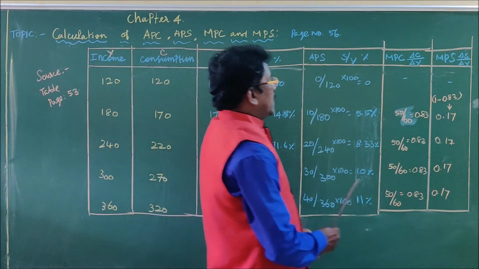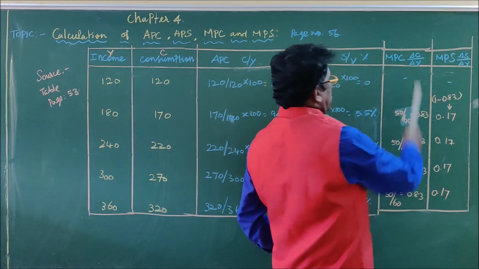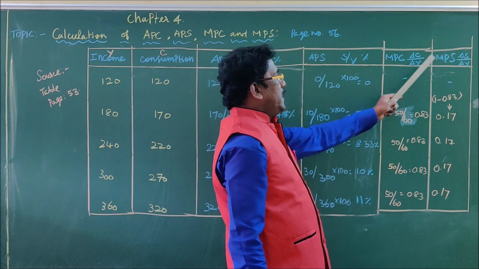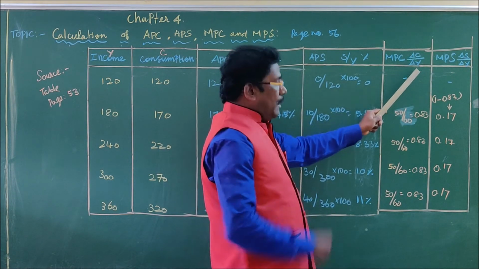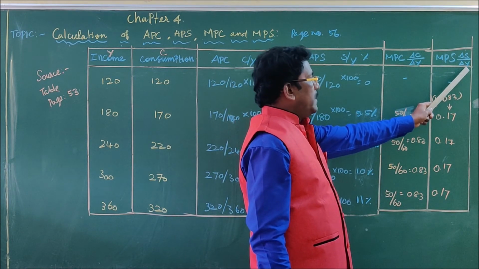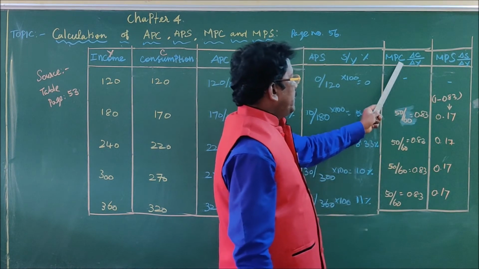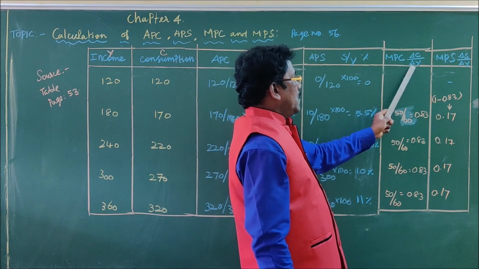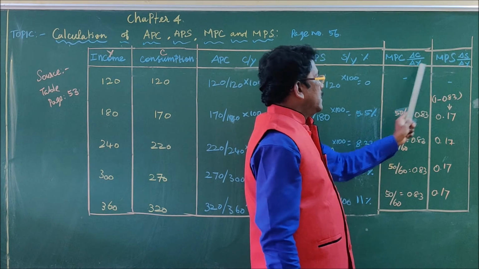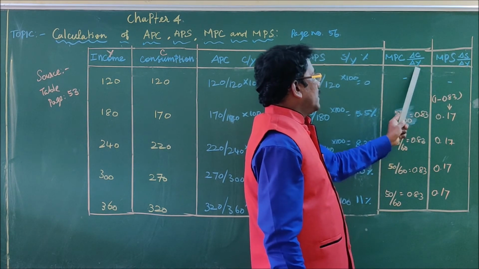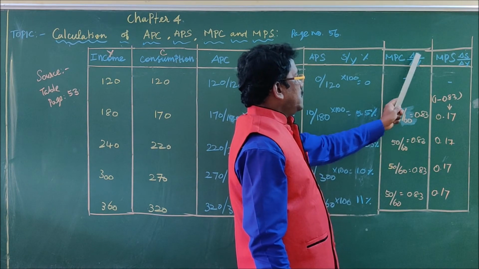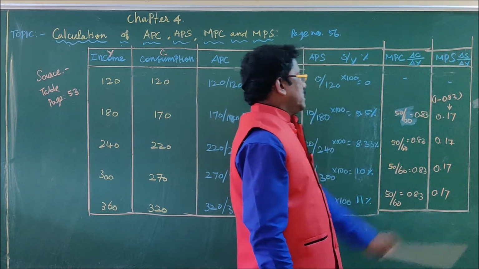And the next two columns are regarding the marginal propensity to consume and marginal propensity to save. The formula is delta C by delta Y. For savings, delta S by delta Y. If it is consumption, it means delta C by delta Y. If it is savings, it means delta S by delta Y. The denominator is the same, but the numerator only changes as per the aspect. Consumption means C, savings means S.